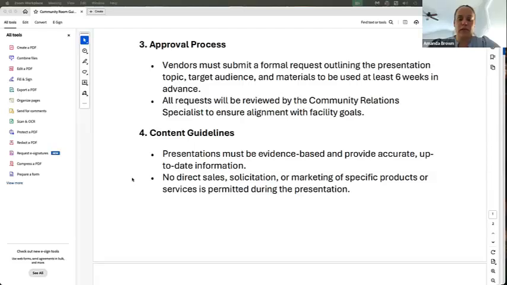All requests will be reviewed by the community relations specialist to ensure alignment with facility goals. So of course that includes me as well as my supervisor who is the tough one. So like I said, I can always help you figure out a way that we can present as long as the material aligns with our clinic and our audience, then we can find a way to make it work. Obviously, if it's something that's totally off base of what our clinic stands for, it's going to be tricky. But if it's something that's going to benefit the community, it's going to benefit our patients, then I always find a way to make it happen.